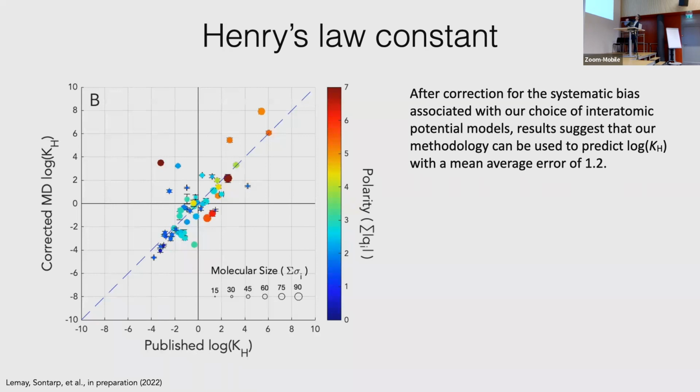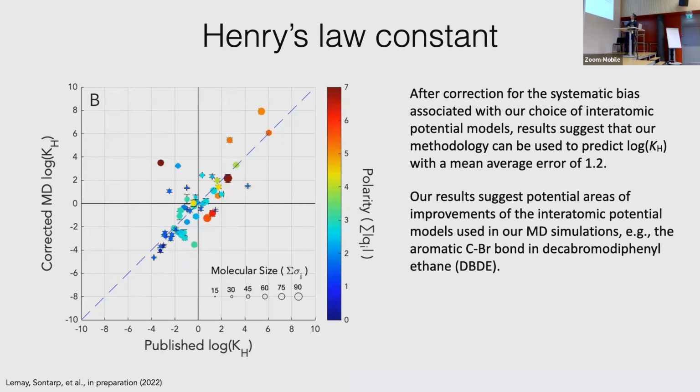Once we correct for this bias, we can predict these log KH values with a mean average error of about 1.2 log units, which again is consistent with what you get using the 3 or 4 other methods that exist to predict these log KH values. A nicer thing once we have that is that we can see that the interatomic potential models are clearly not working well for some compounds, so maybe we can go and see the people who developed those models and ask them to fix it, like the massively polybrominated compounds, where DBDE is off by about 7 orders of magnitude or something.